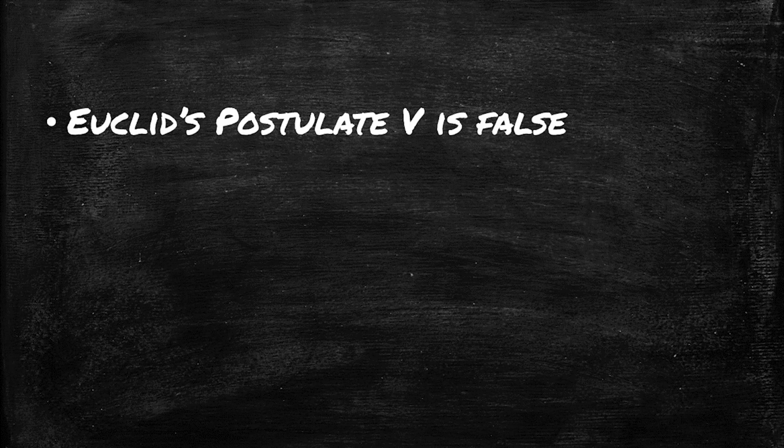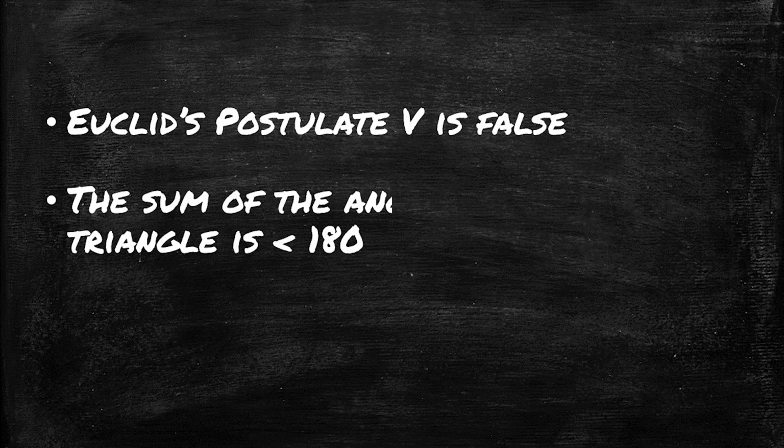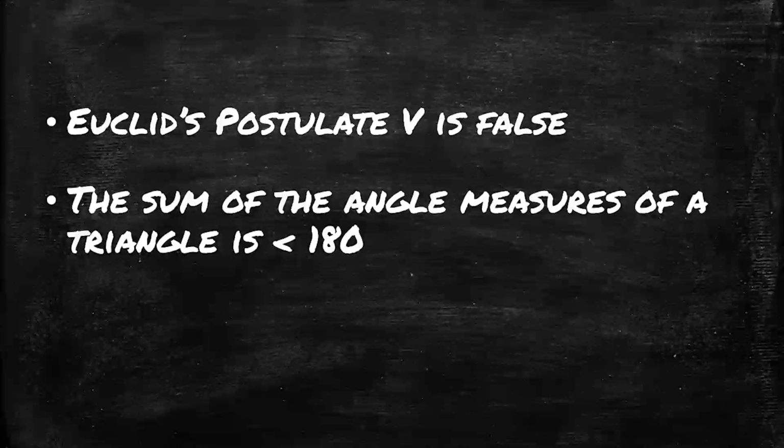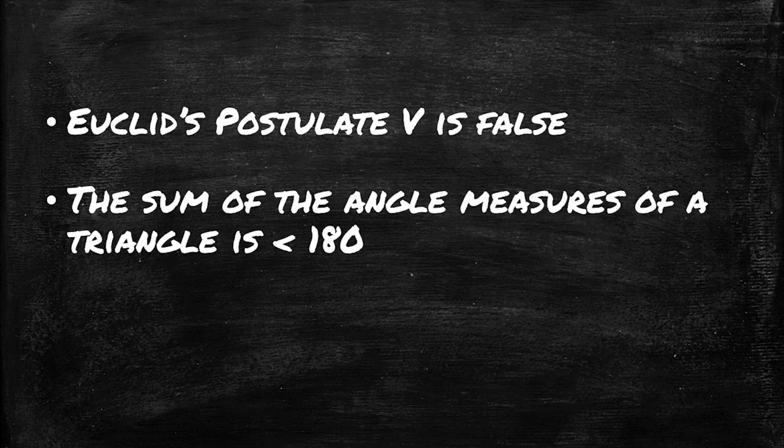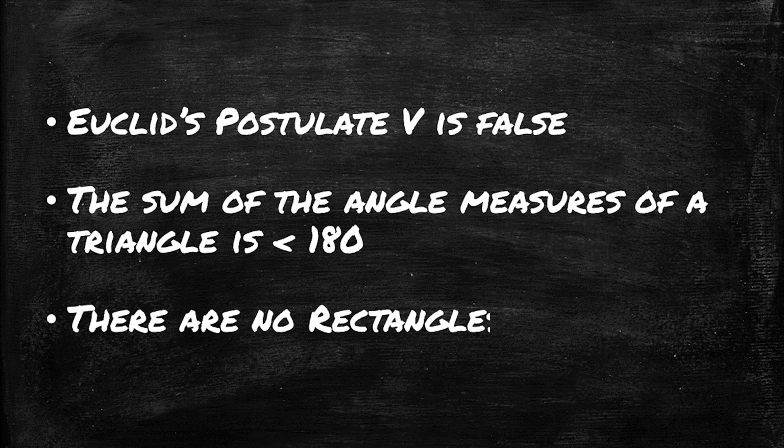Now, if we are assuming that the Euclidean parallel postulate is false, then we are also assuming that all the statements that are equivalent to it are also false. For example, under this assumption, we also assume that Euclid's fifth postulate is false, that the sum of the angle measures of a triangle is never 180 degrees. In fact, it must be strictly less than 180. And of course, there are no rectangles. That's right, we're assuming that you can't draw a rectangle.